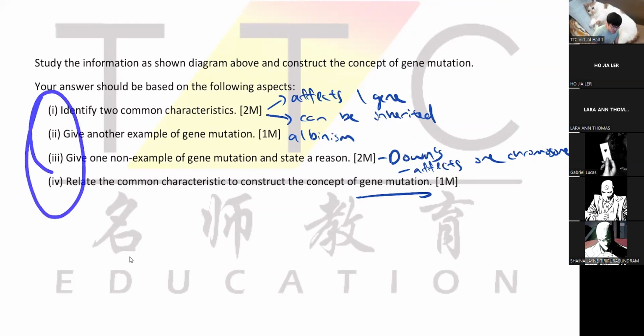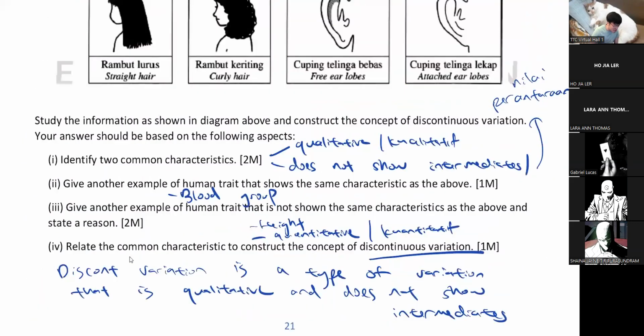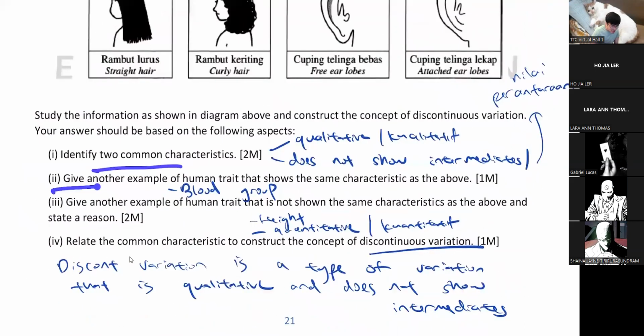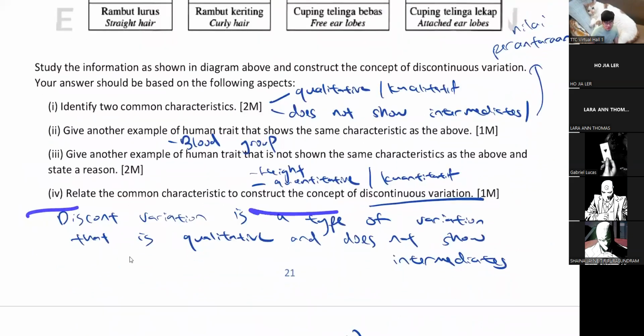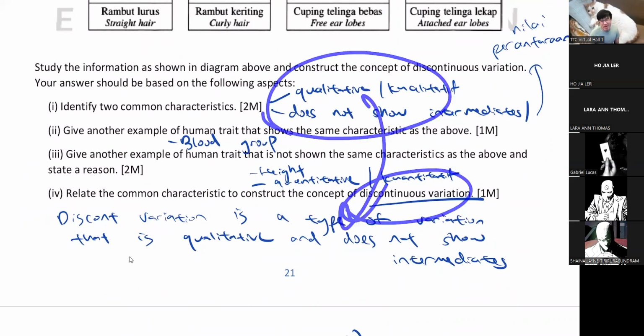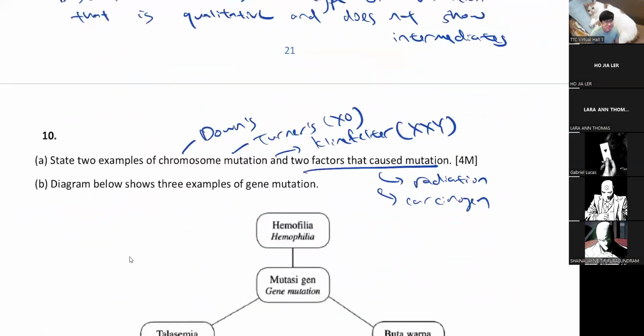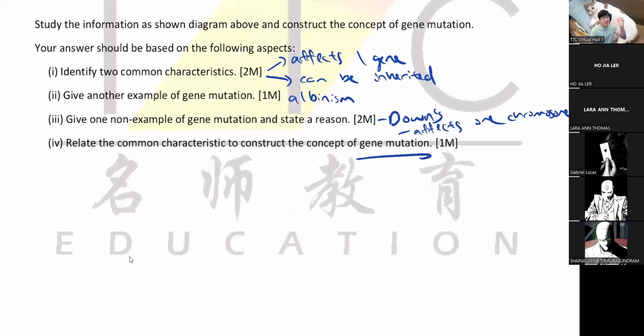So can you see these 4 questions? They are more or less the same as just now. Okay, the first, they want you to identify the characteristic. Second, they want you to give example. Third, they want you to give a non-example. Fourth, they want you to construct the concept. That means to use these 2 characteristics and make a sentence. All right, so you see, this 10 marks, I don't see the hard part about this. In fact, it is quite easy.